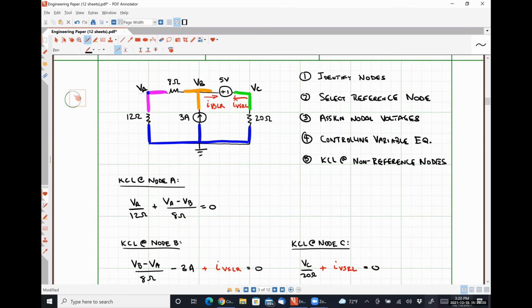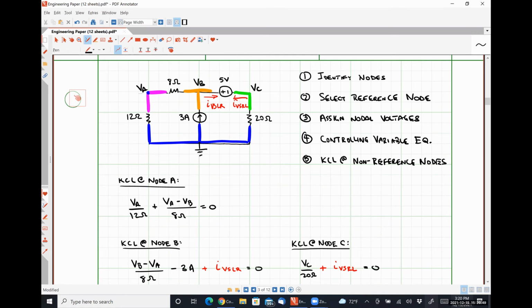Carter, what's your question? Is IVS LR not the negative IVS RL? It absolutely is. We'll get to that in just a moment. You're 100% correct. Those are the exact same currents flowing in opposite directions. And recognizing that is a key to what we were about to do. Presently, we have 3 equations and 5 unknown quantities. So what I'm about to do is form what's called a supernode.